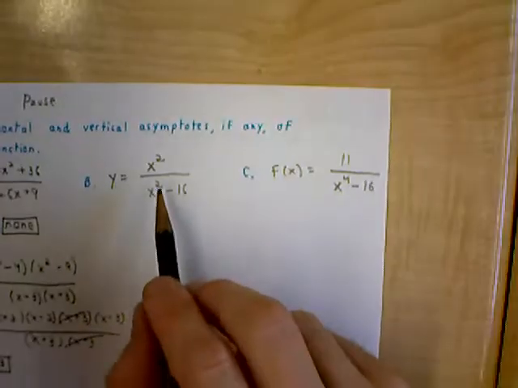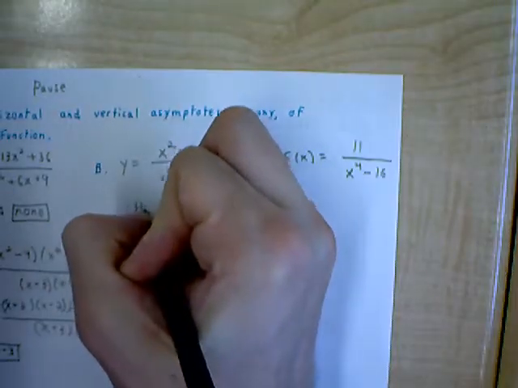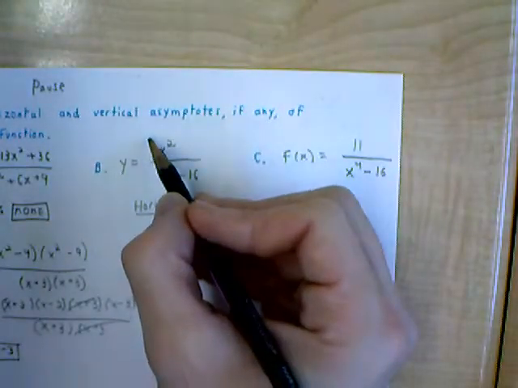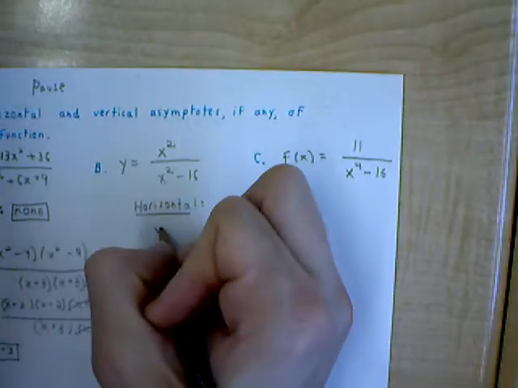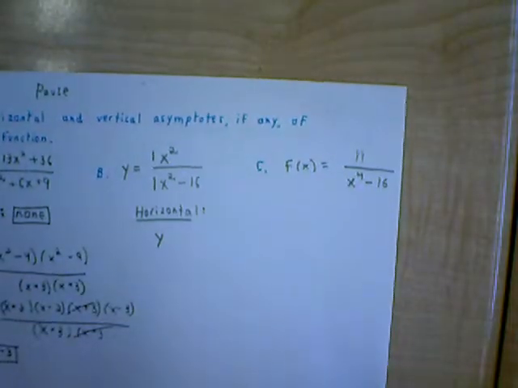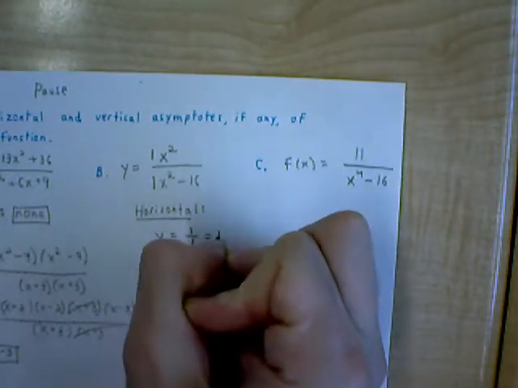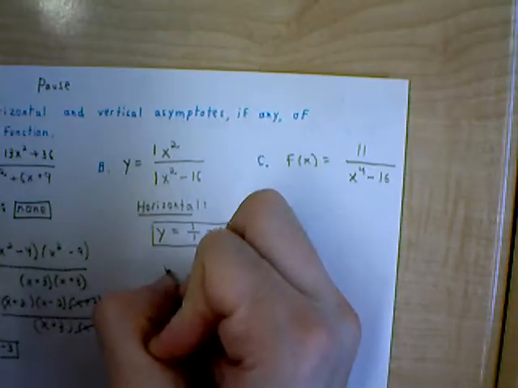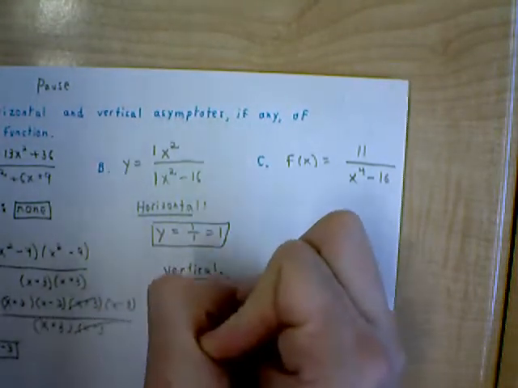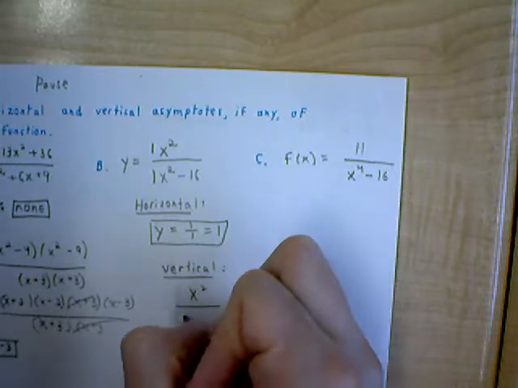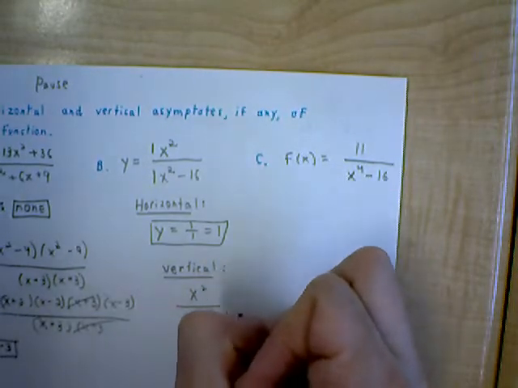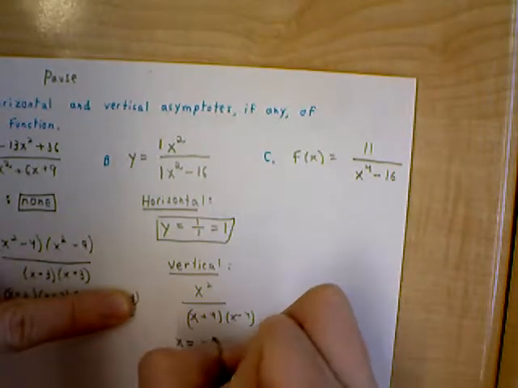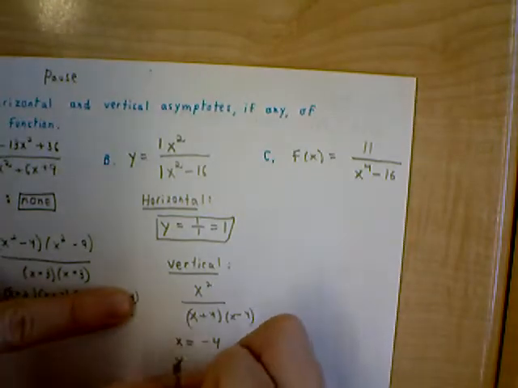Take a look over here. For horizontal, I see the degree of the numerator is 2, the degree of the denominator is 2. So if I take the ratio of the leading coefficients, I get 1 over 1, or 1. For the vertical asymptotes, let's factor. I have x squared over x plus 4, x minus 4. I can't remove either one of those discontinuities. So my vertical asymptotes are x equals negative 4 or x equals 4.